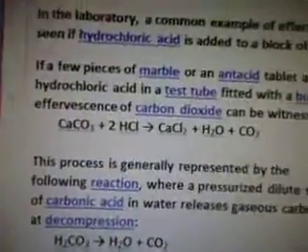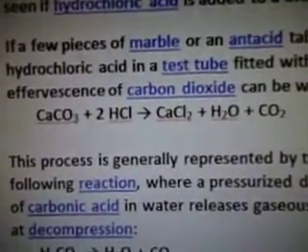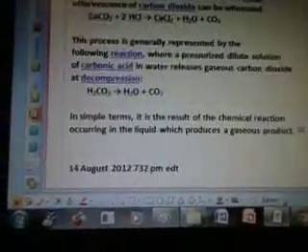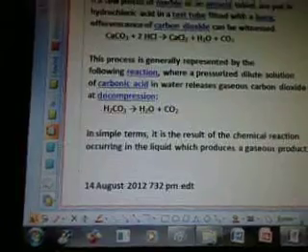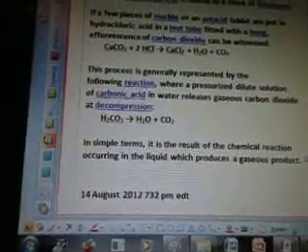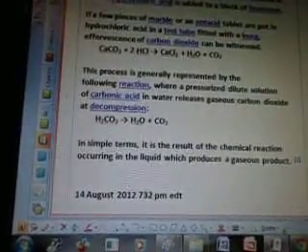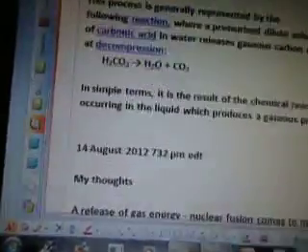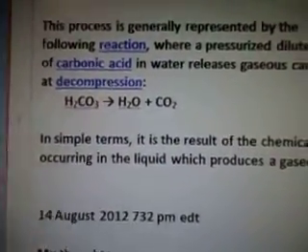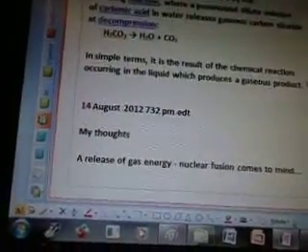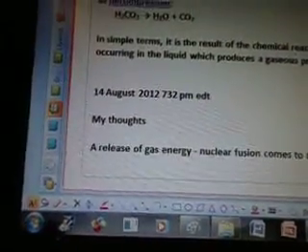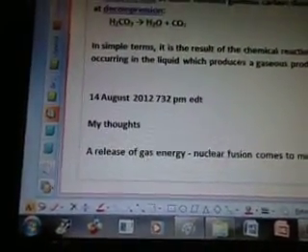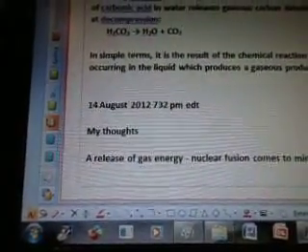So this is the formula for that. And then it says the process is generally represented by the following reaction, where a pressurized dilute solution of carbonic acid and water releases gaseous carbon dioxide at decompression. There's that calculation. In simple terms, it is the result of the chemical reaction occurring in the liquid which produces a gaseous product. So August 14th, 2012, again the day I was working on the data.